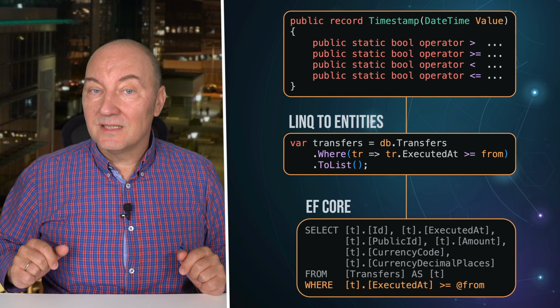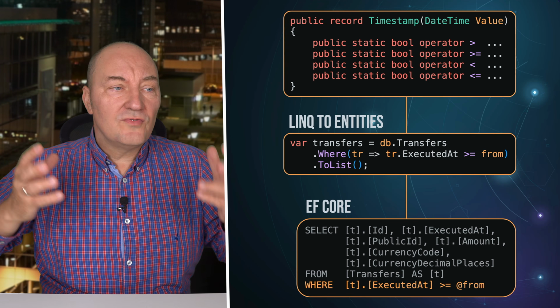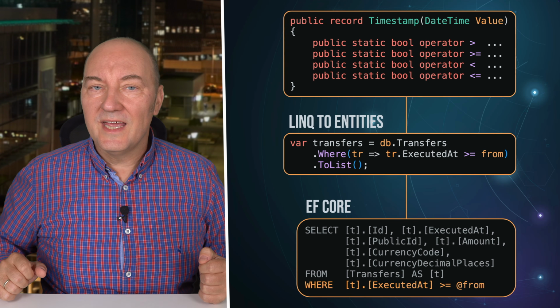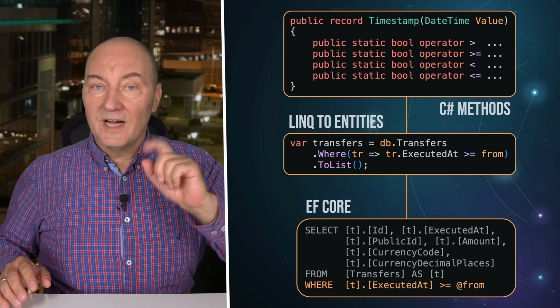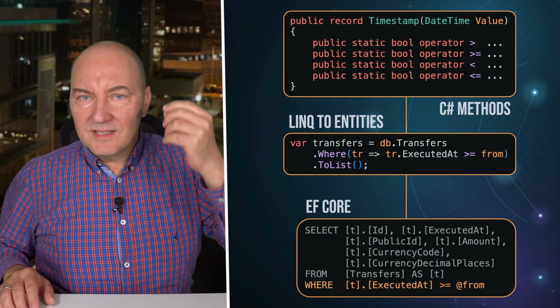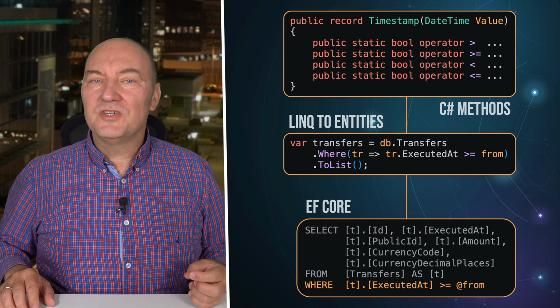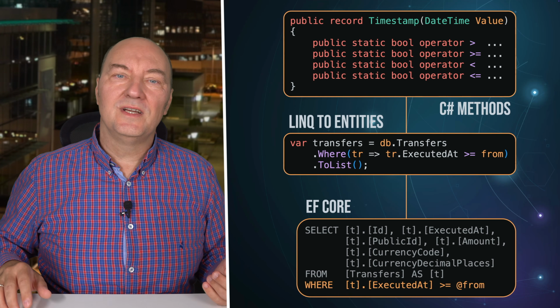Now comes the puzzle. How on earth did EF Core know how to translate the comparison into SQL? Operator overloads are just methods. They are definitely not expression trees, which EF Core expects, or otherwise it cannot generate SQL.